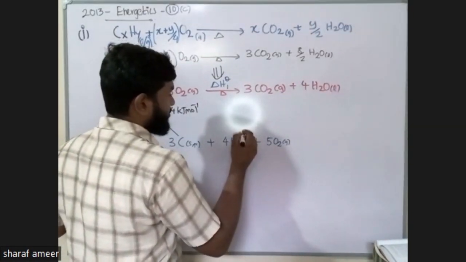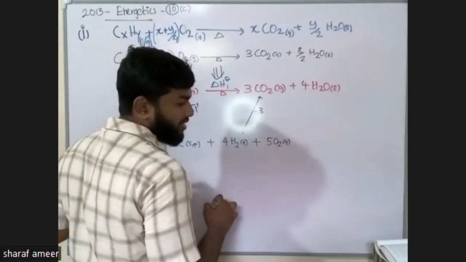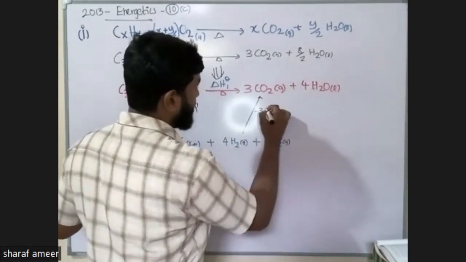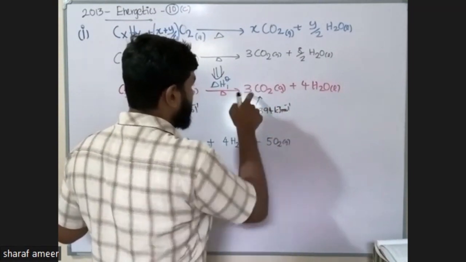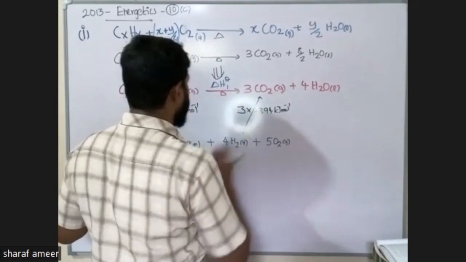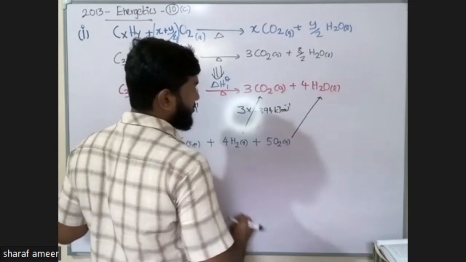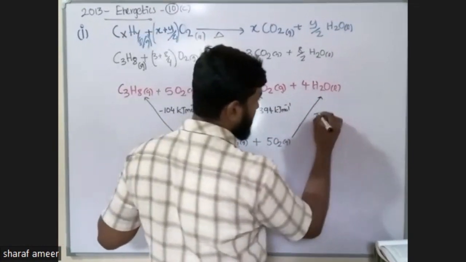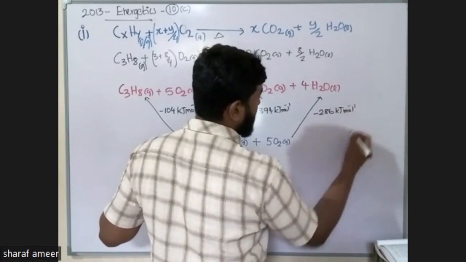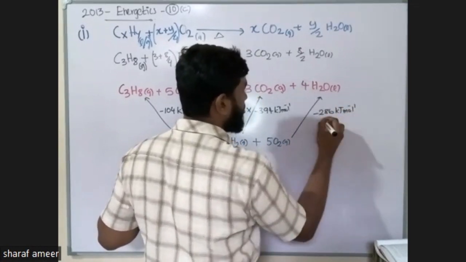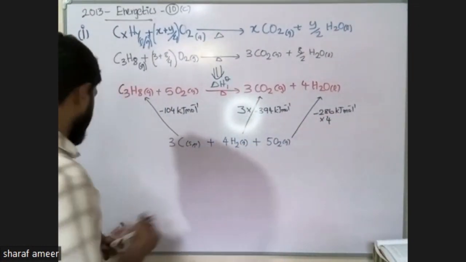For 1 mole of carbon dioxide formation, you need minus 394 kilojoule mole minus 1. But since there are 3 moles, I have to multiply this by 3. Same way, for the water you have minus 286 kilojoule mole minus 1. Since there are 4 moles, I have to multiply this by 4.